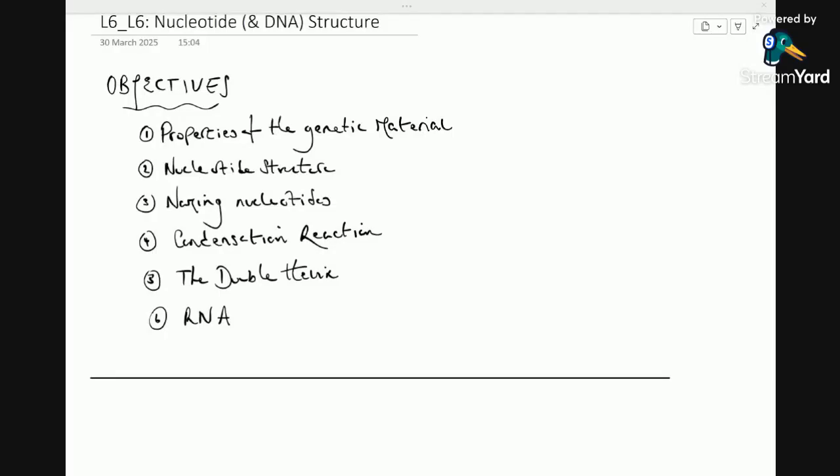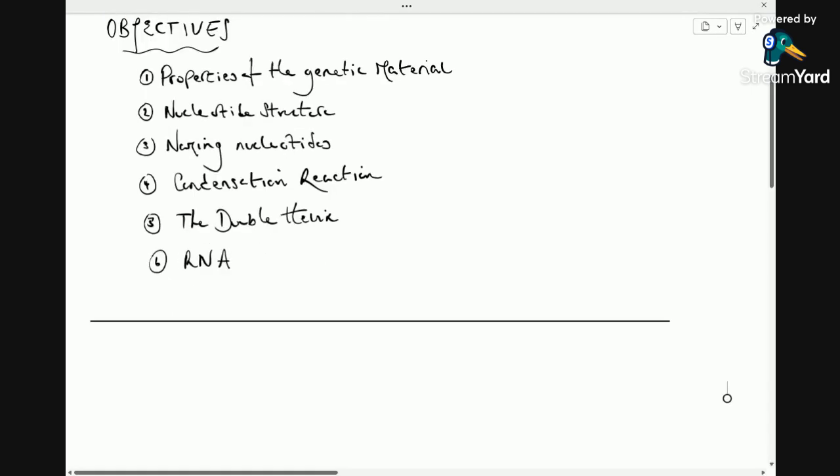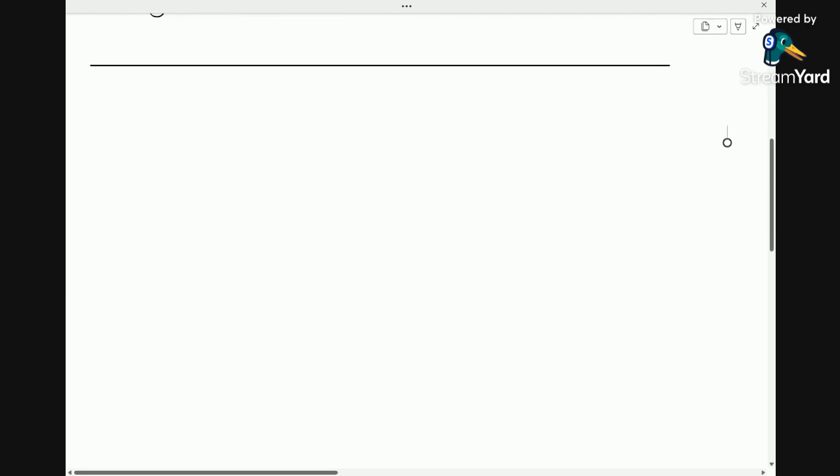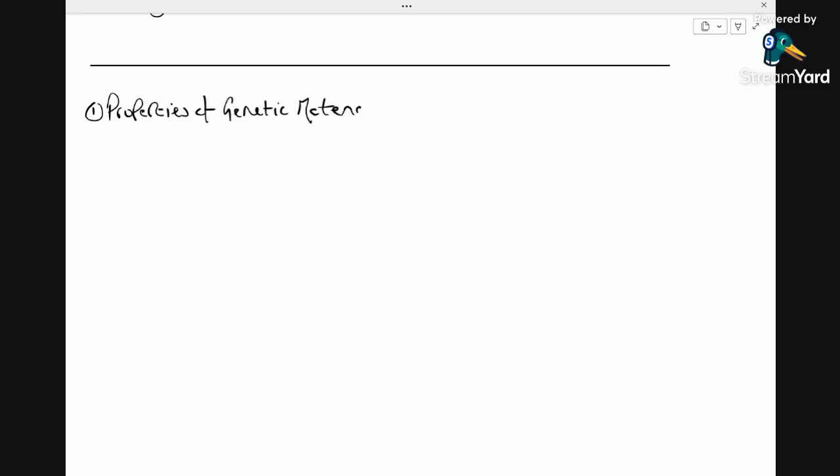So today we're going to look at DNA structure and nucleotide structure for lower sixth. This is a lower sixth topic. These are the objectives, as per usual, at the top of the screen. And the first thing we're going to look at is the properties of the genetic material.